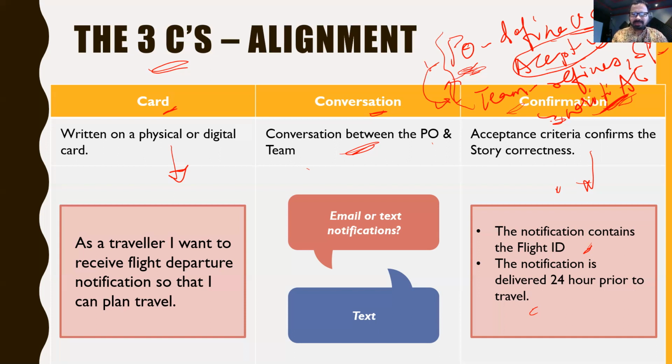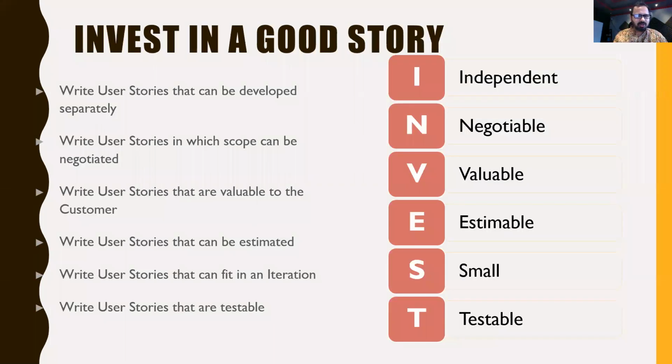Now, let us go to the next step in terms of looking at how do we write good stories. So this is in terms of how do we create alignment during writing stories. Now we will get into how do we write good stories. When we are fundamentally writing a good story, we require to follow a format called INVEST. INVEST is an acronym which is about writing a story which is independent, negotiable, valuable, estimable, small, and testable.